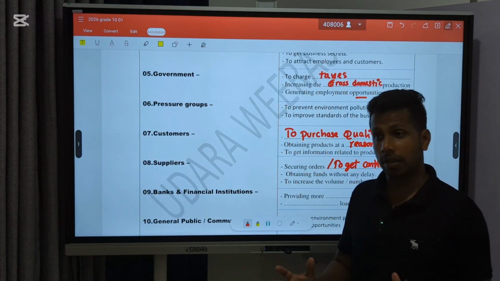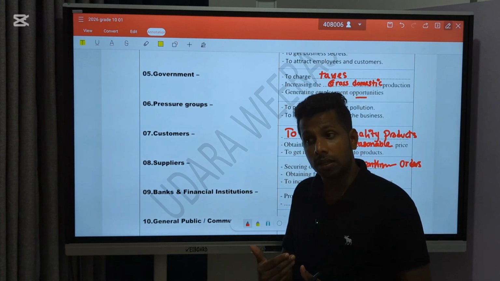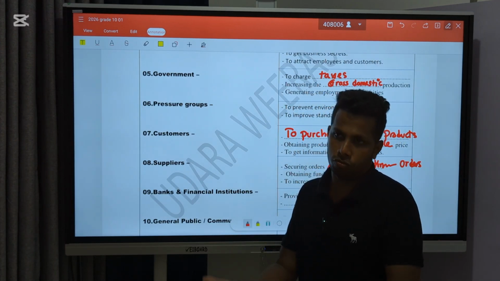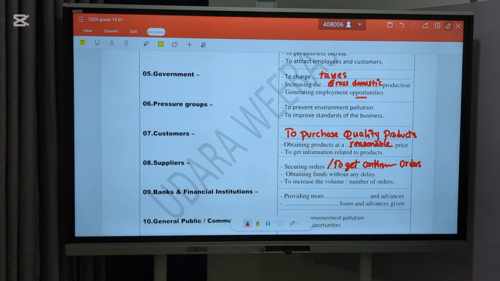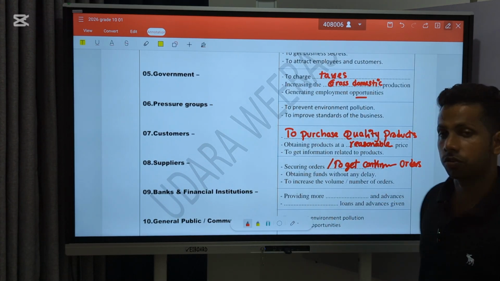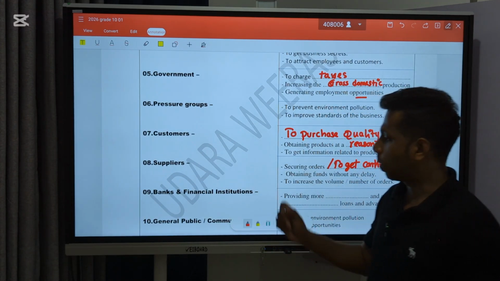On the other hand, suppliers have an interest in the business to claim the amounts of the orders, to recover the funds for the orders, obtaining funds without any delay, and to increase the volume, the quantity that they can supply also. They have an interest in the business, right? Okay, let's move to the next one, my dear children.